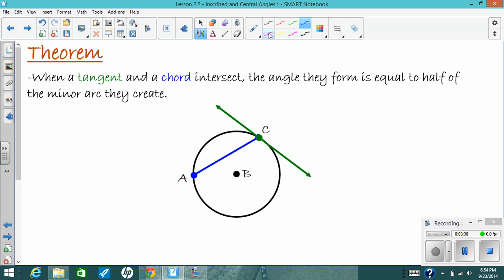The minor arc they create, which is arc AC, and the angle they create, which is right here, are going to have a relationship that's very similar to the inscribed angle. So the measure of the angle that's created, and I'm going to throw another point on here, we'll call it point D, angle C, is equal to 1/2 the minor arc that is created, and we'll call that arc AC. So it's the same relationship as an inscribed angle.